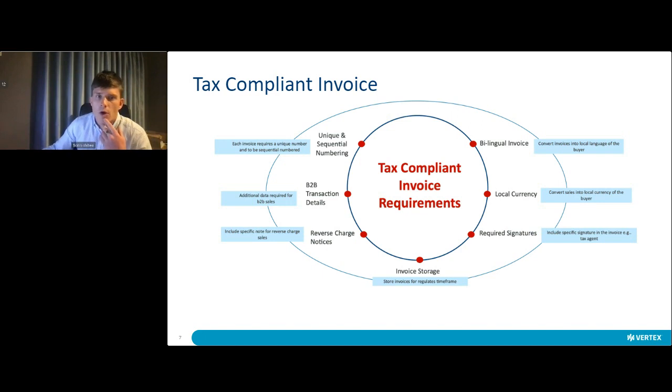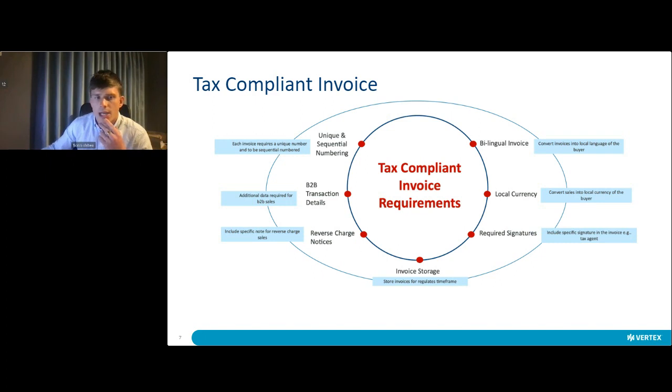Around audit management, there's a requirement on sellers to store their invoices up to a regulated time frame. That varies; generally we see somewhere between 2 and 7 years. In an audit, within that regulated time frame, they can be asked and need to be able to produce those invoices.